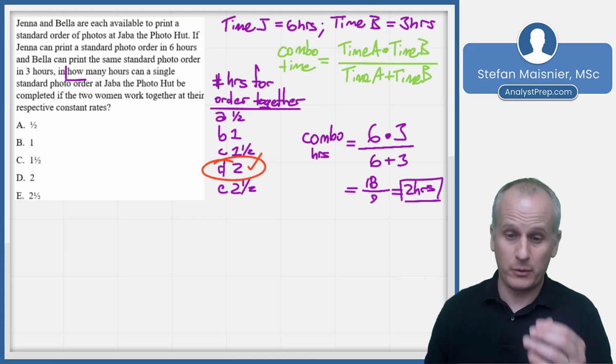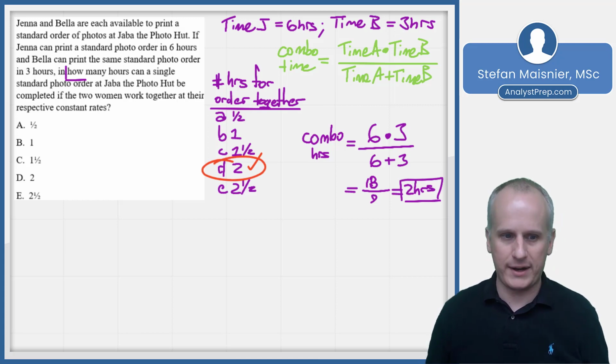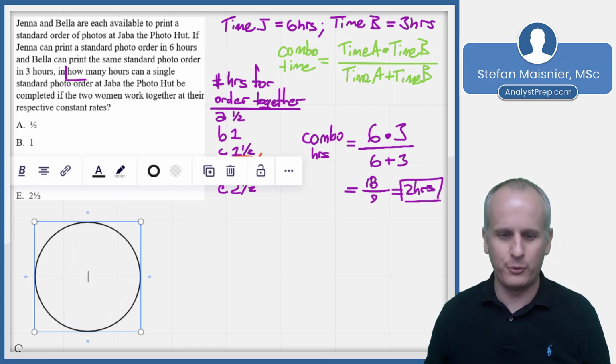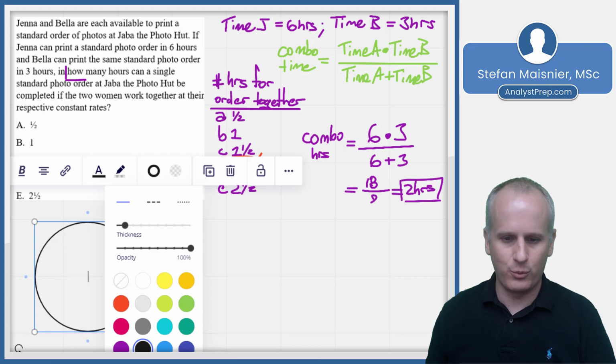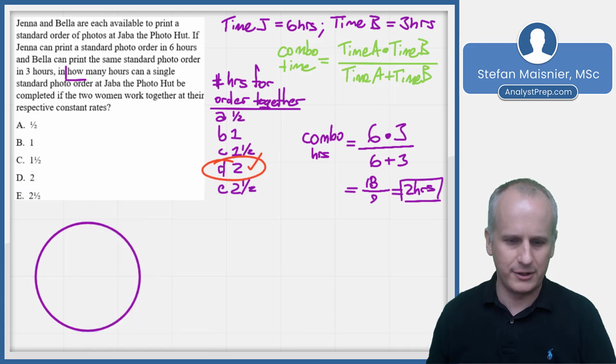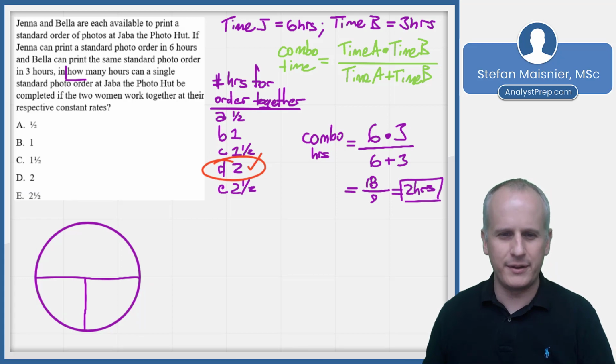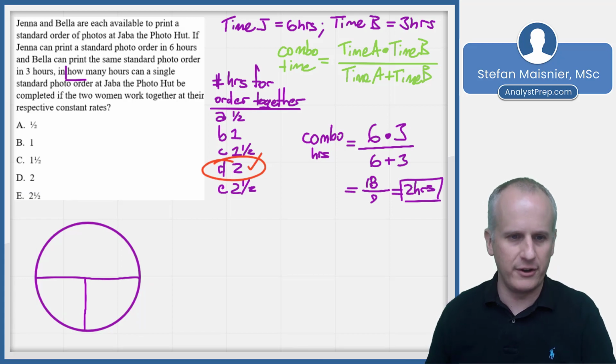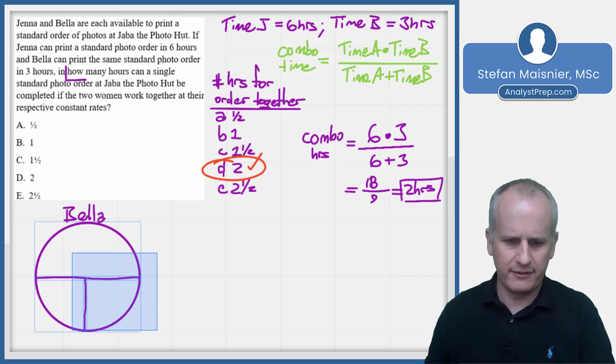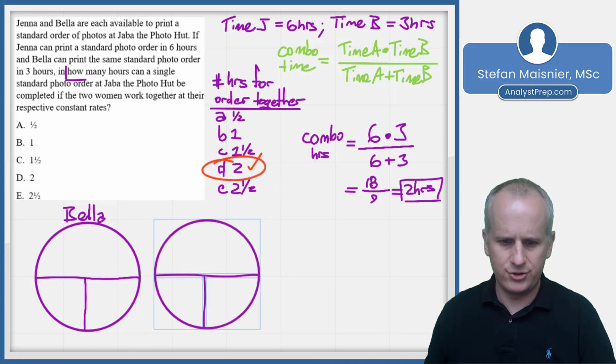Now, that said, we talked about how you may not recognize this, and not all is lost with a rate problem at all. So we're going to just show how to work through our rate circle alternative as well. So we're just going to build a little rate circle here to start. And we know that there's going to be a standard order of photos. And we're going to have a Bella circle. We're going to have a Jenna circle.